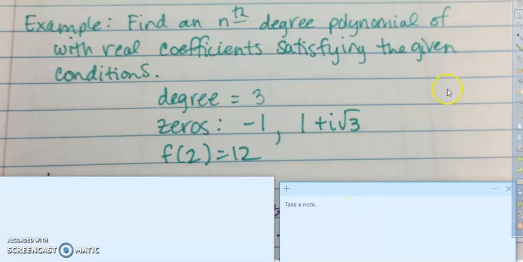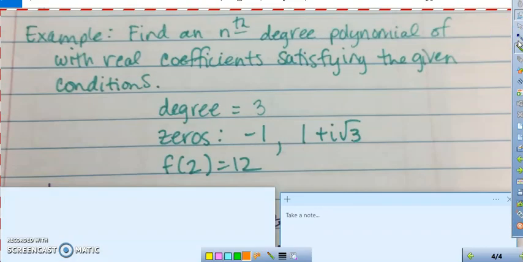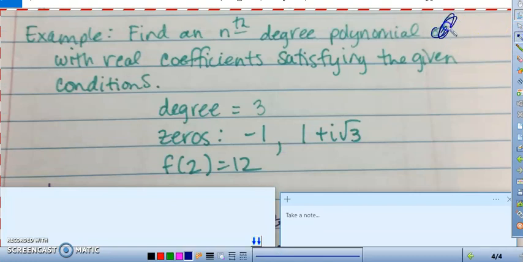No, it's not supposed to. Okay, so it says find an nth degree polynomial with real coefficients. So I don't need this word "of" at all. That shouldn't be there at all. So let's go ahead and take that one out. So we're going to get rid of that word. Okay, sorry for the confusion.